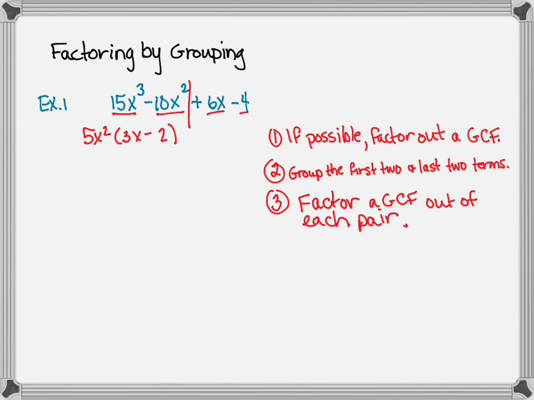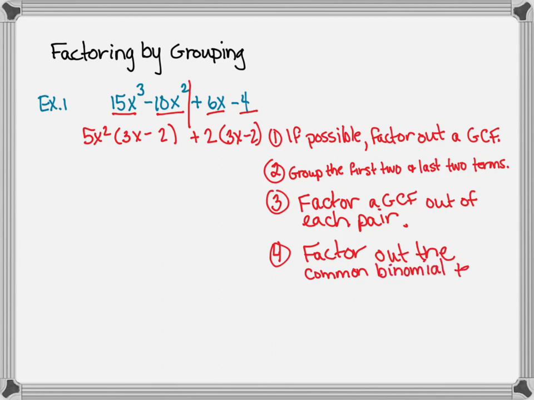Then we'll look at my second pair, 6x and minus 4. My GCF here is 2 because that third term is positive, it is plus 2. And then 6x divided by 2 is 3x. Negative 4 divided by 2 is negative 2. Then we will factor out the common binomial term. And we see this common binomial term here, 3x minus 2.